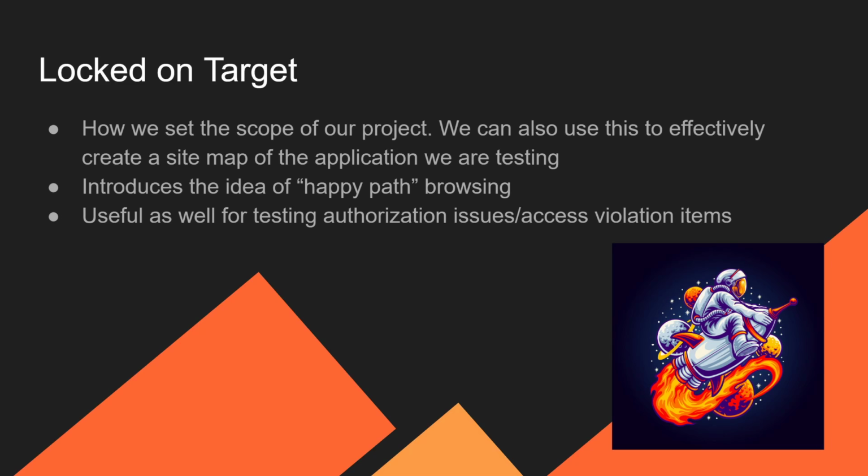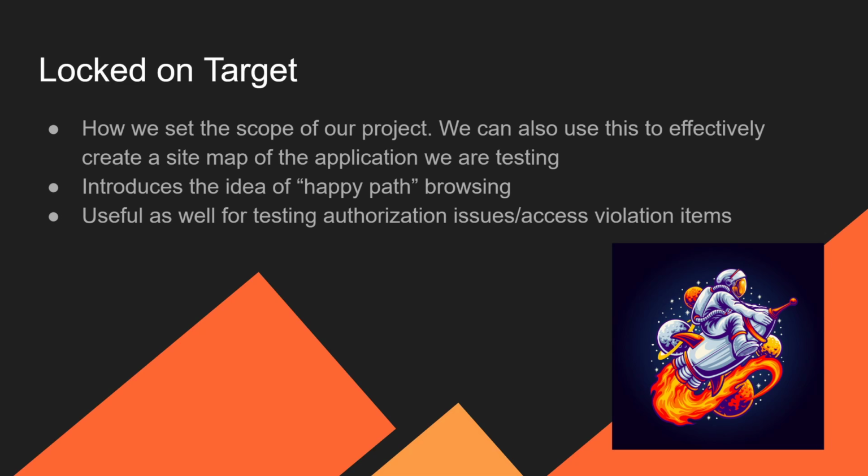It's out of scope. We can use this to effectively create a sitemap of the application that we're testing as well. Sometimes you'll be given this, sometimes you won't. Sometimes you'll be given this and you won't have a very good sitemap, or it might not be complete. We can use this to effectively just map out the application because it's going to track everywhere that we visit on the website. And I'll show you that a little bit more as we get into the demo.